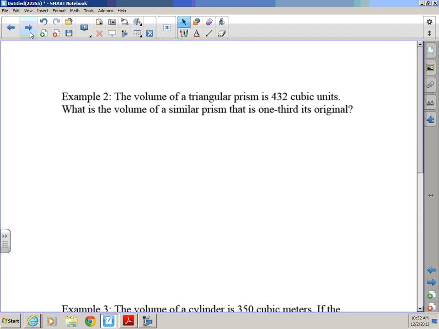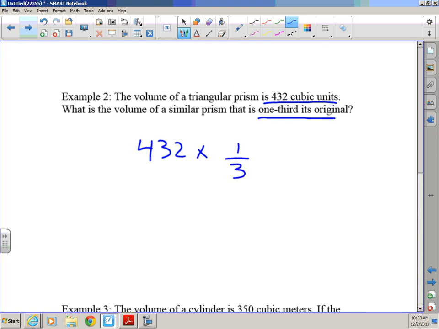So let's do some examples. And the reason you need to know that formula is because you're usually not going to be given enough information to recompute what the volume is. All right. So my triangular prism has a volume of 432 cubic units. And it's now 1/3 the size. So hopefully you're realizing that it's getting smaller. So I'm multiplying it by 1/3.